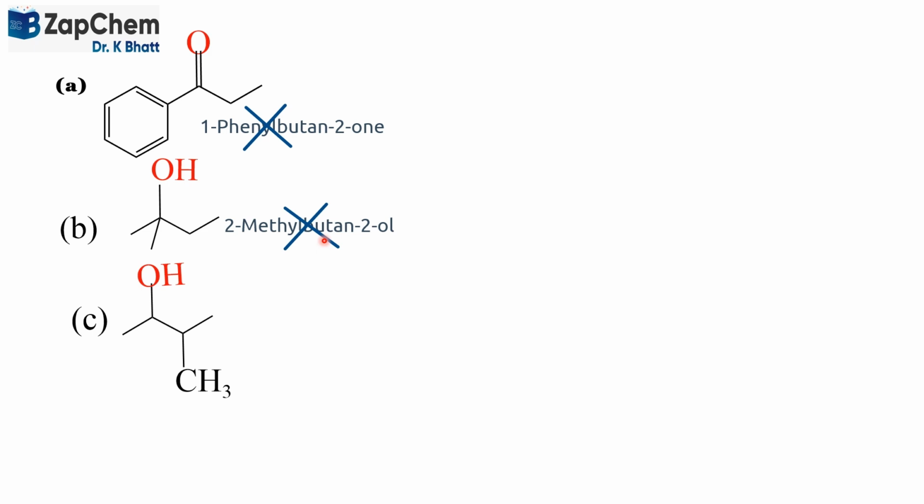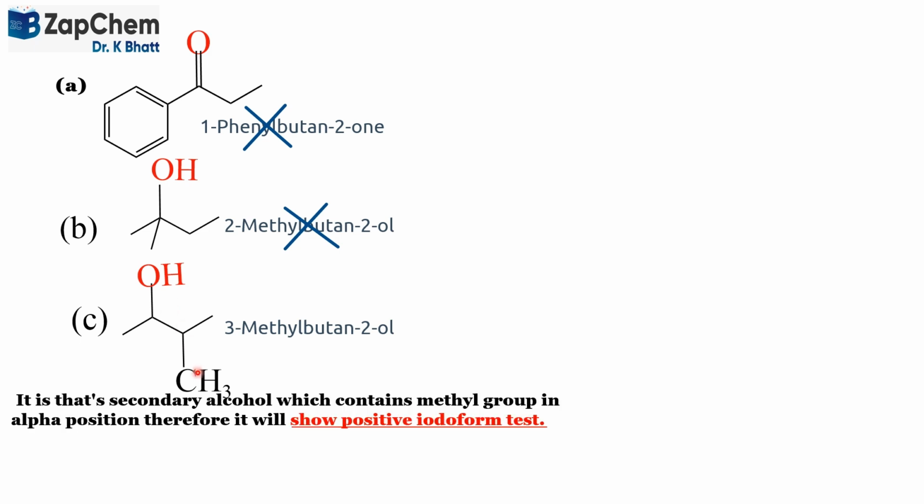And accordingly, if you look at the third compound marked as C, the compound is 3-methylbutan-2-ol. Of course, it has got an alpha methyl group with respect to the OH group, and therefore this should respond to the iodoform test. It is noted that it's a secondary alcohol which contains methyl group at alpha position, therefore it will show positive iodoform test.